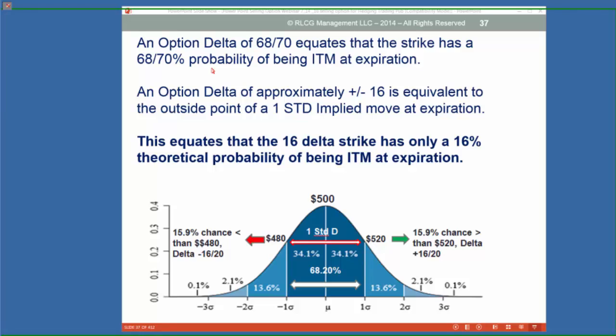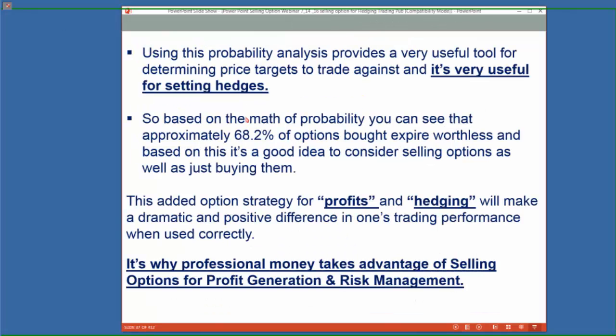So using this probability analysis, it's going to provide you a very useful tool to determine price targets to trade against, and that's also what you need for setting up your hedges. So if you can see that the probability of price getting to a certain strike price is only 15%, you might be willing to sell a hedge there, right? Because there's a low probability of price getting to that place based on the mathematical probabilities, and you can use the delta to help you with that.